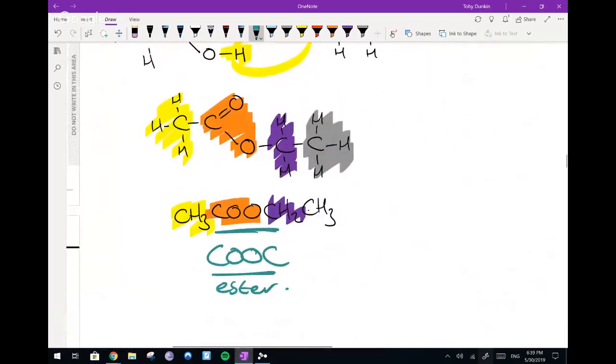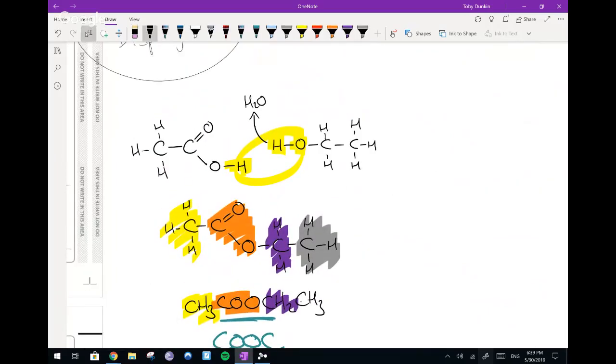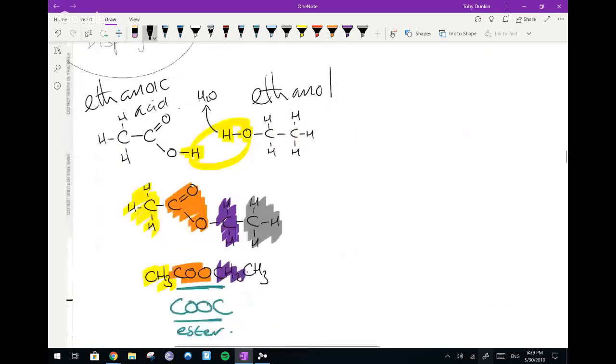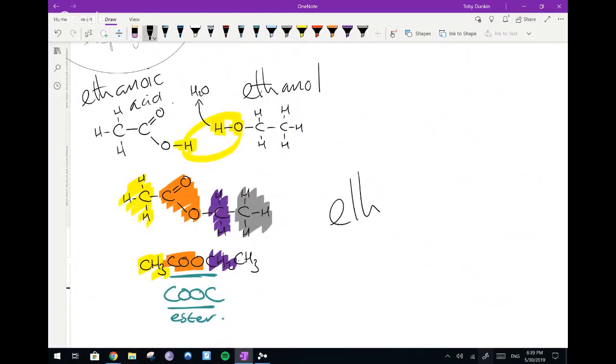So how do you now name this? Well, we started off with ethanol. This is ethanol. And I've also got ethanoic acid. So when this forms an ester, I form ethyl ethanoate. Now, what I'm trying to do here is link the names together. And this one is ethanoic.